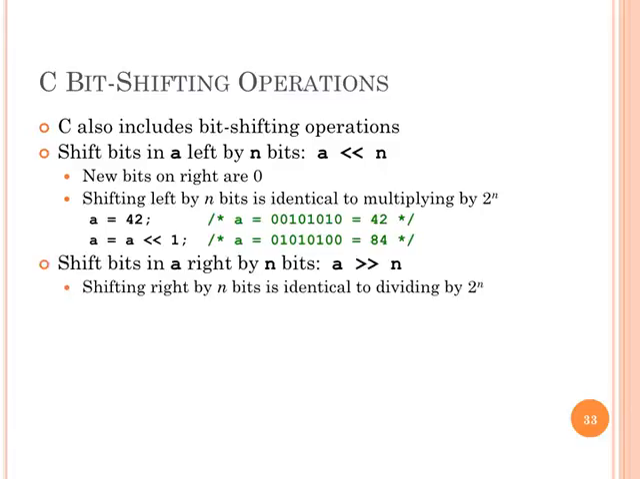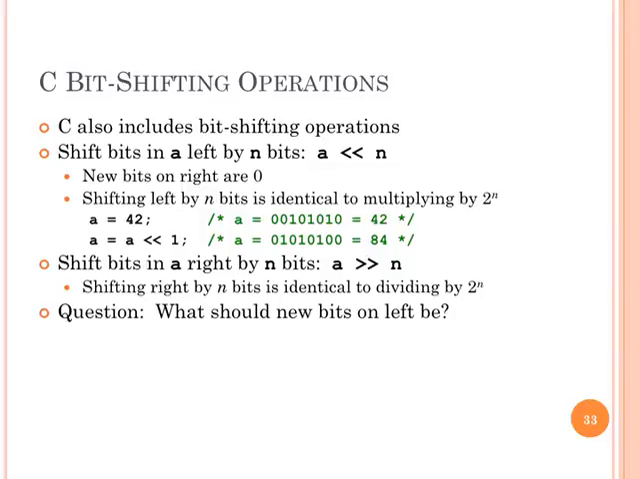You can shift bits right as well. So A right-shifted by N. So here's a question though. I said when I shift left, the new bits that I'm adding to the right side of the value are 0. What should they be when I shift right? What should the leftmost bits be?